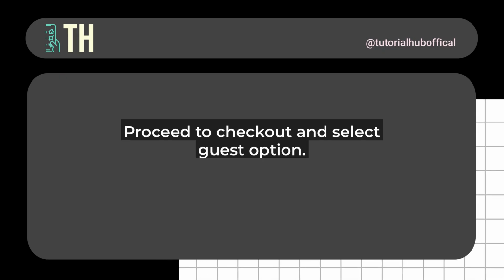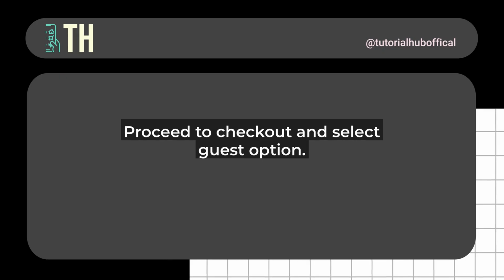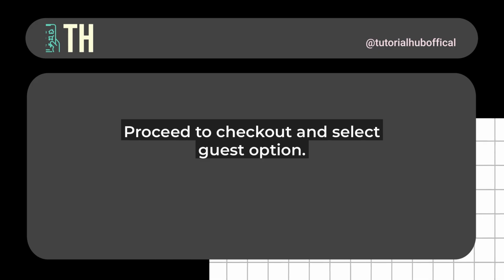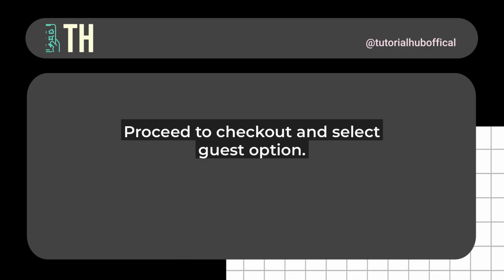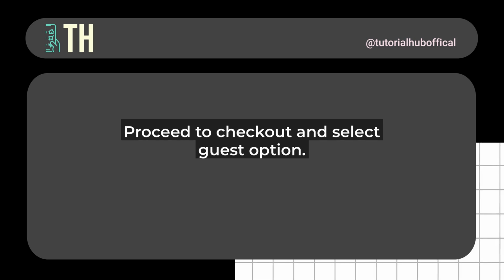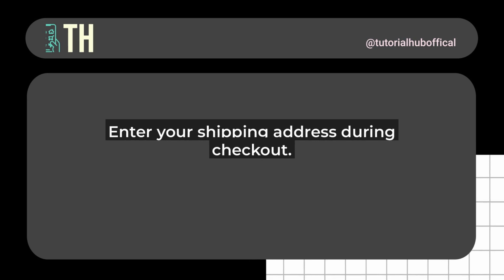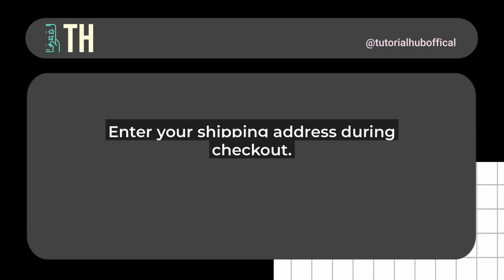Next, click on the cart icon in the top right corner. You'll see your items listed. Now, hit Proceed to checkout. Amazon will prompt you to sign in or continue as a guest. Choose Guest Checkout or something similar. It's usually a clear option on the page.